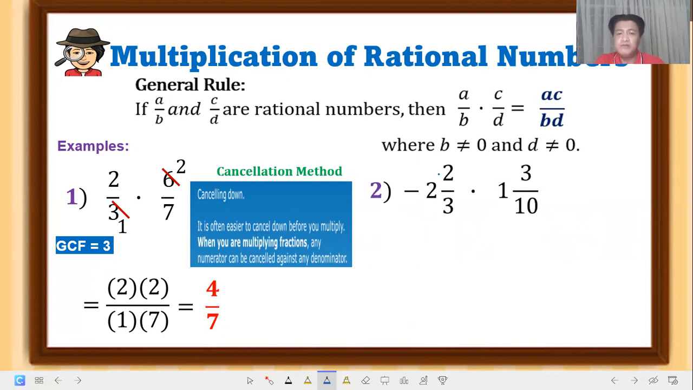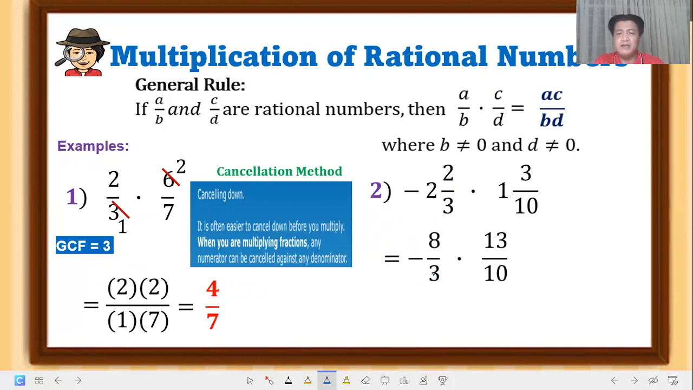We have negative 2 and 2/3 times 1 over 10. Okay, remember this is a mixed fraction. All you have to do is, before you apply the cancellation method, i-convert muna natin siya na improper. Okay, how are we going to do that? Just simply multiply the denominator to the whole number, then the product, i-add po natin sa numerator. Let's do this. Come on, everybody. 2 times 3, 6 plus 2, that is 8 over 3.